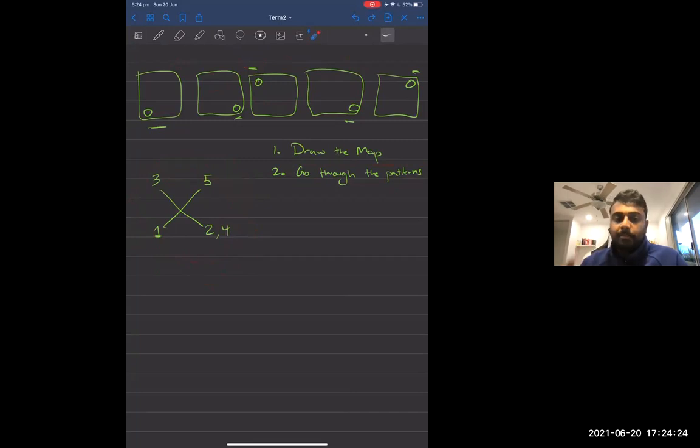But you choose the simplest pattern. The simplest pattern is plus 1, plus 1, plus 1. And if you do plus 1, plus 1, plus 1, the middle one is 3. So the answer to this question is 3. Do you understand?